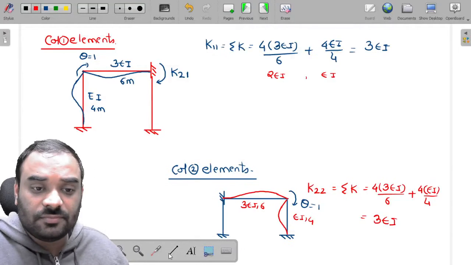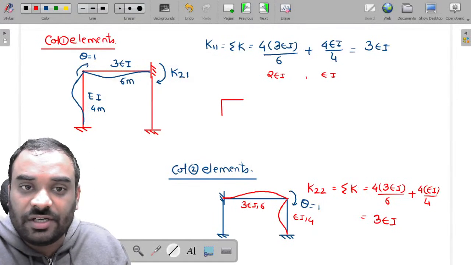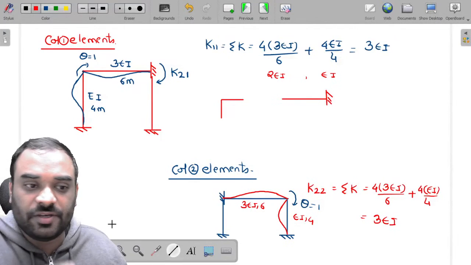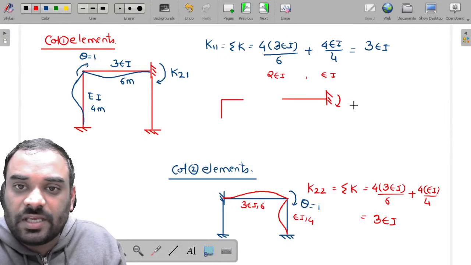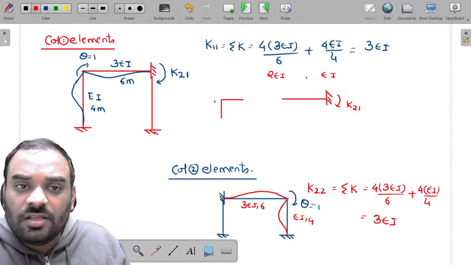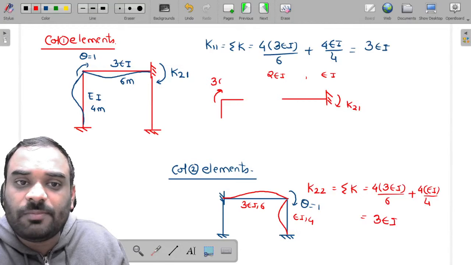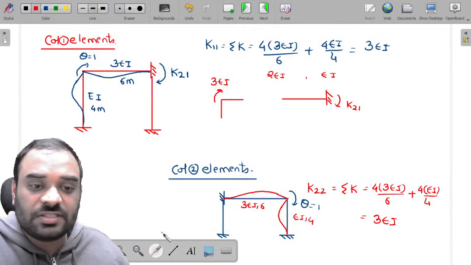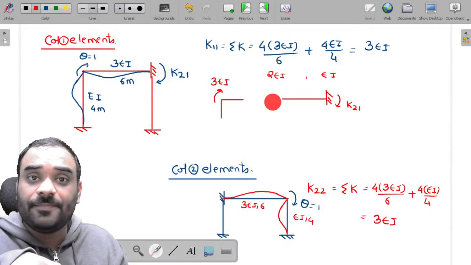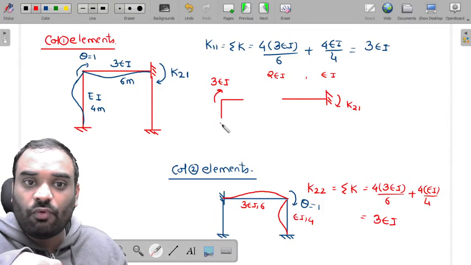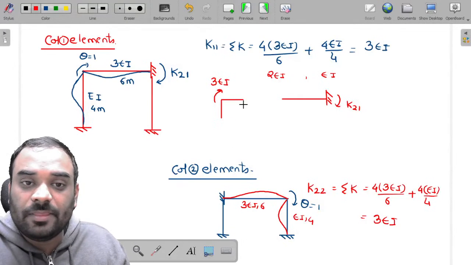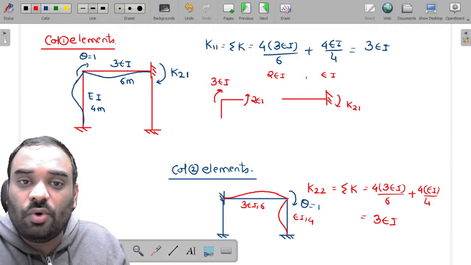Okay, sir. So my dear friends, listen carefully. At this particular joint, this is our joint. What we have to do is just find the moment over here, which is K21. Now at this particular joint, a moment is to be applied, which is equal to 3EI. And what is the stiffness of this member? It is 2EI. And what is the stiffness of this one? It is EI. So it will take a moment of 2EI over here and it will take a moment of EI over here.